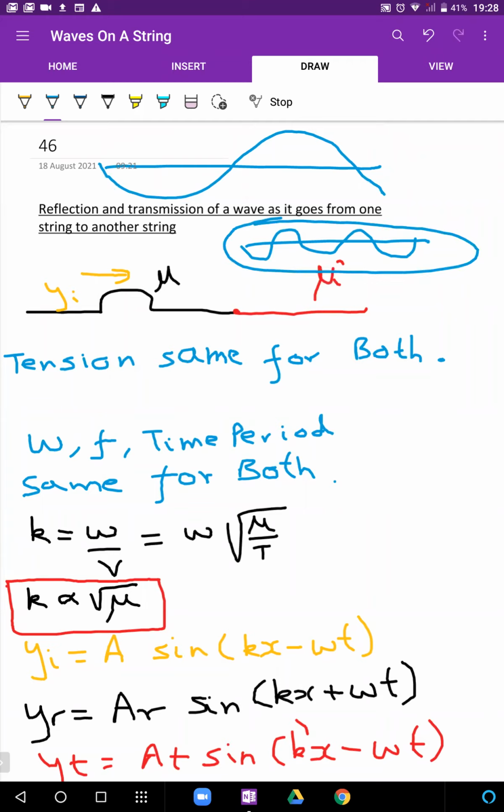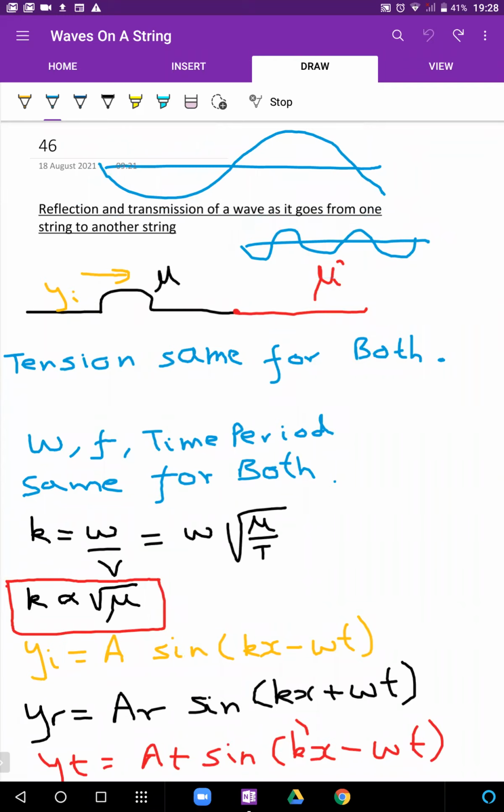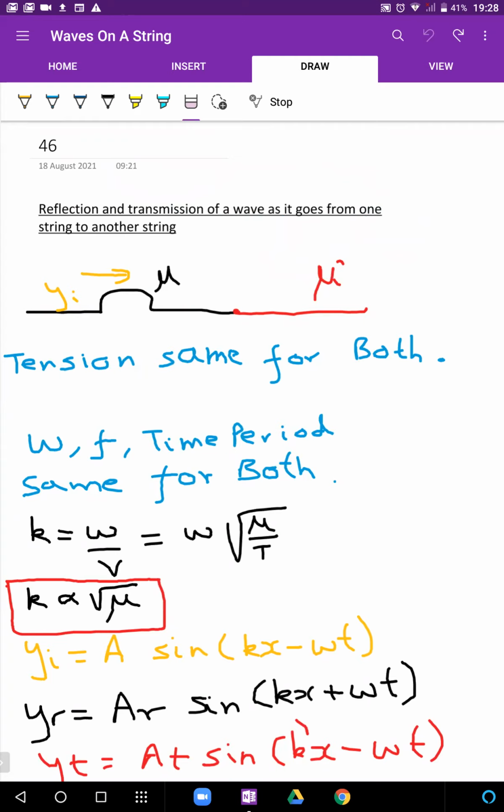So this is bigger k, and smaller k means bigger lambda. So this is smaller k. Bigger k, smaller k. Bigger k, you will typically see for greater mu. So if the string is heavier, you'll see it have smaller wavelengths. If the string is lighter, you'll see it have larger wavelengths. Anyways, that visualization is not absolutely necessary, but if you have to visualize, you can do that. Just remember k is 2 pi by lambda. So accordingly, you can visualize how the string will look.